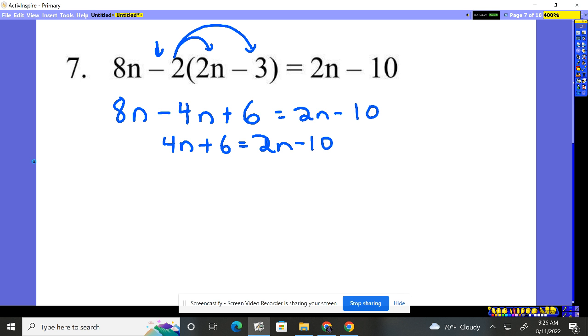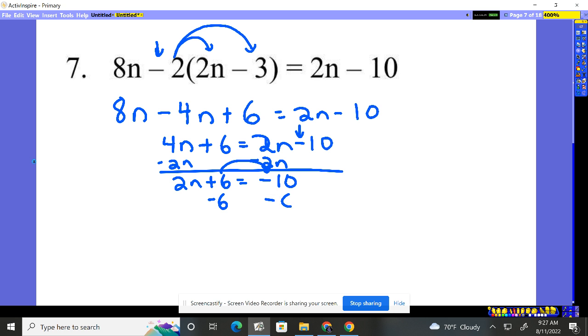Now, let's get all variables on one side, all numbers on the other. So I'm going to subtract 2n from both sides of the equation. I get 2n plus the number 6 equals the number negative 10. Don't forget, you got to keep what value's in front of the number. So I have the variable 2n here. I'm going to move this number 6 to be with that number guy there. So subtract 6 from both sides of the equation.